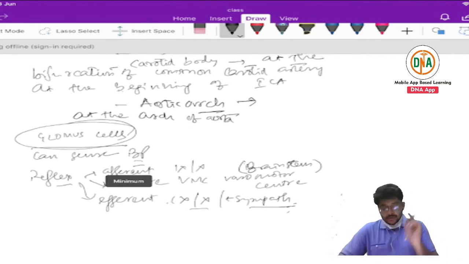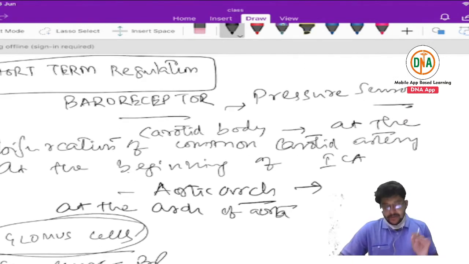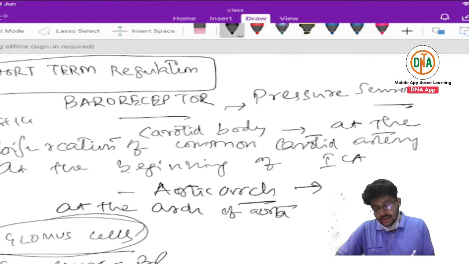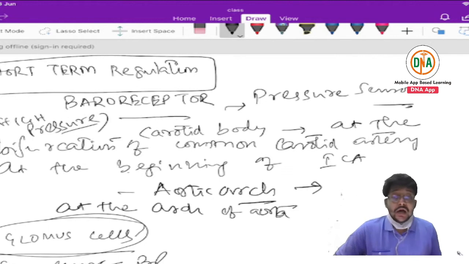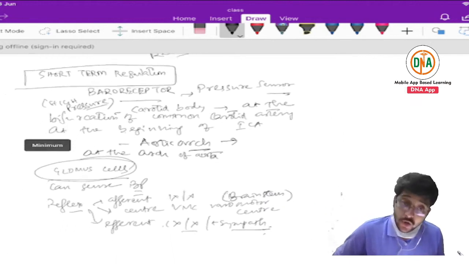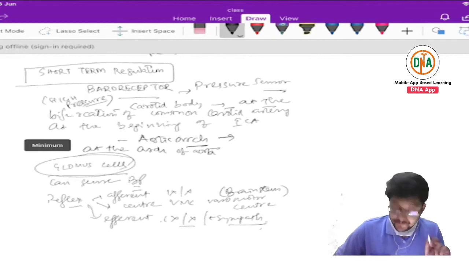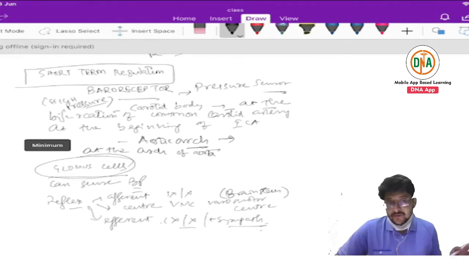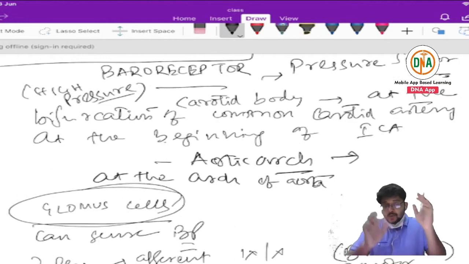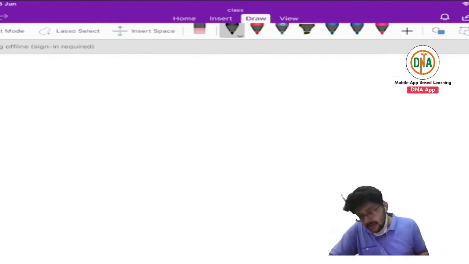And remember, one more point is that these baroreceptors we are talking about are the high pressure baroreceptors. There are also low pressure baroreceptors or volume sensors, which will come later. Okay, so afferent, efferent, everything. Now what is the pathway? So we'll go to the pathway of the baroreceptor.